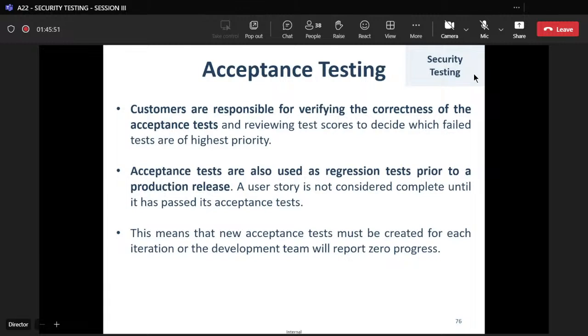Any new acceptance test might be created for each and every iteration, and that will be reporting the progress. They'll be performing this test before releasing to production.